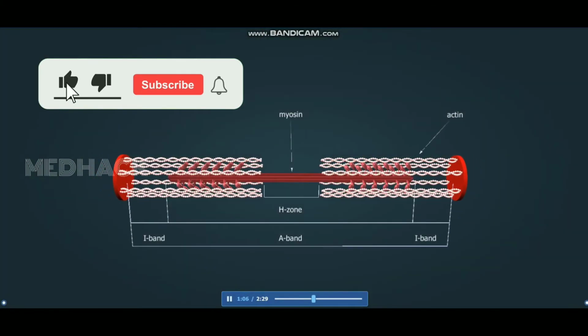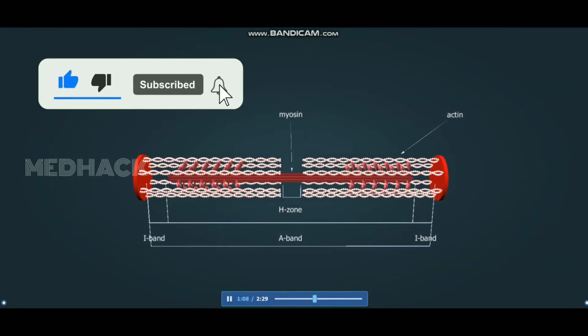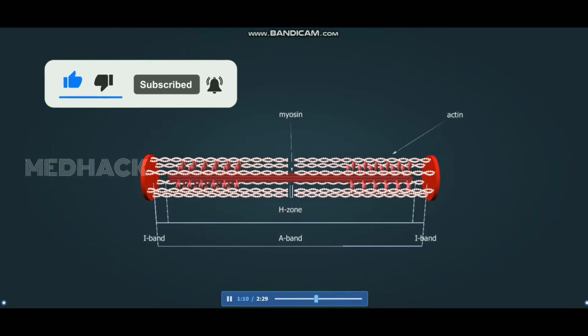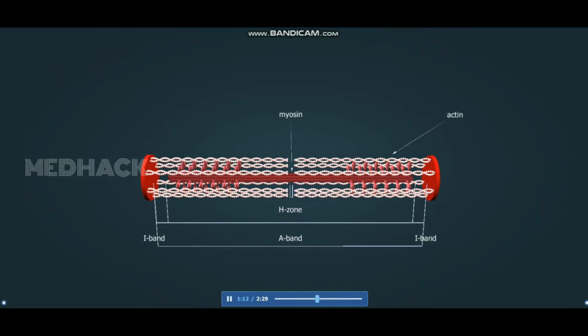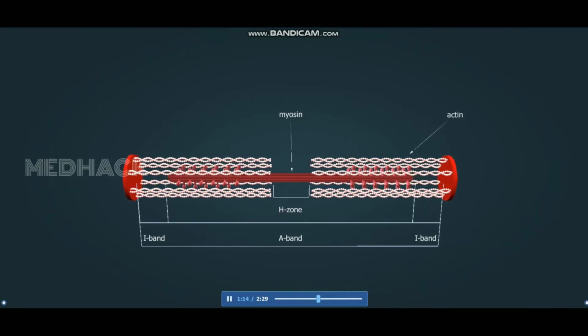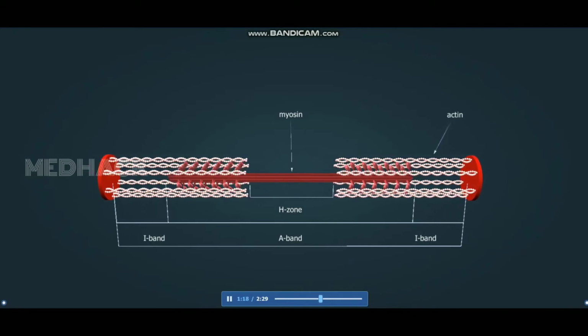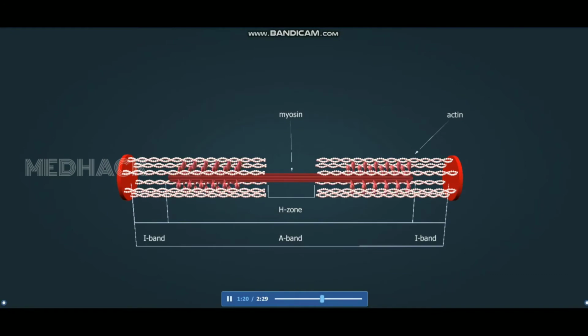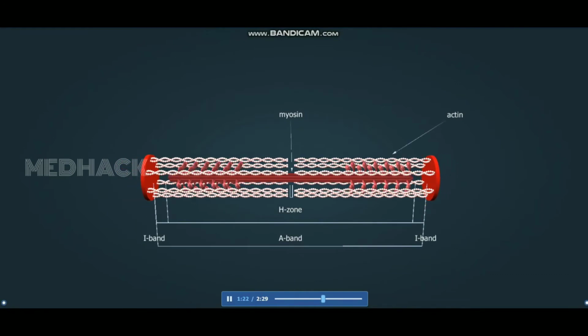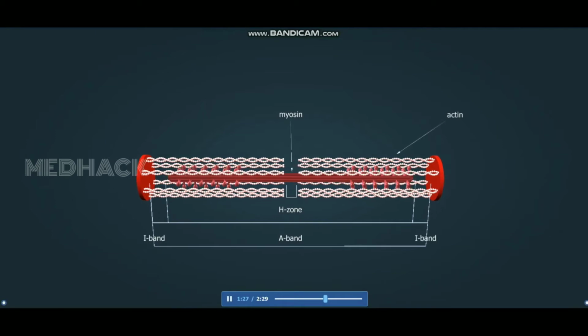The band that contains myosin is called the A band. The H zone, located within the A band, only contains myosin, while the I band only contains actin. When the muscle is stimulated, the actin and myosin filaments slide over one another. The I band and the H zone become shorter, and the muscle contracts.